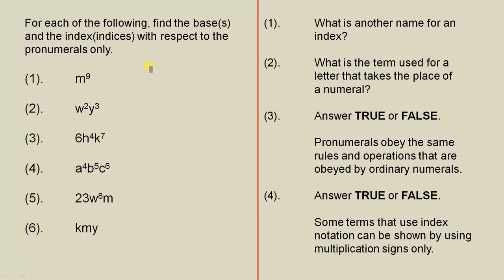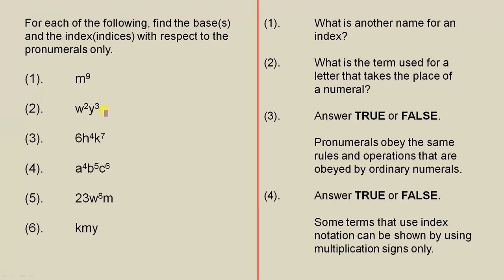For each of the following, find the base or the bases and the index or the indices with respect to the pronumerals only. So index and the plural is indices. So m to the power of 9, we have to write down which part here is the base and which part is the index. And we did see that in the lesson.